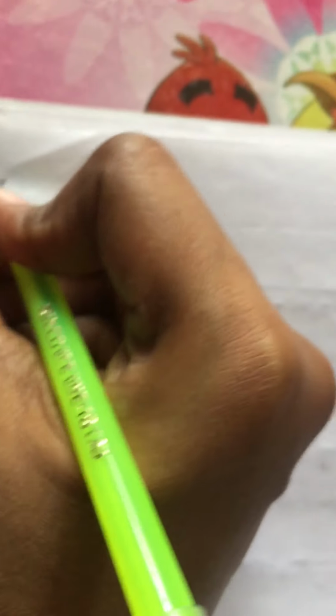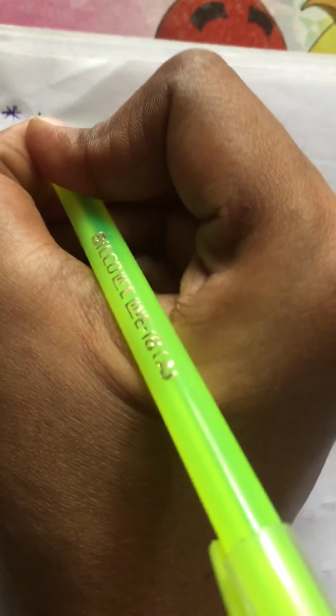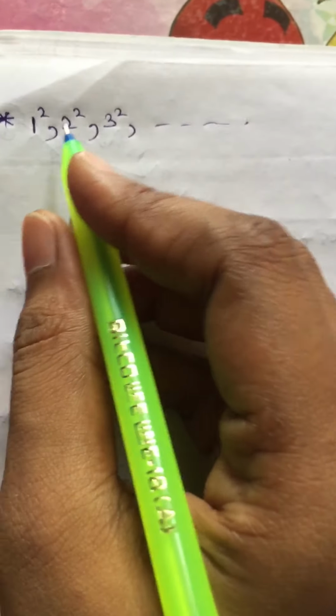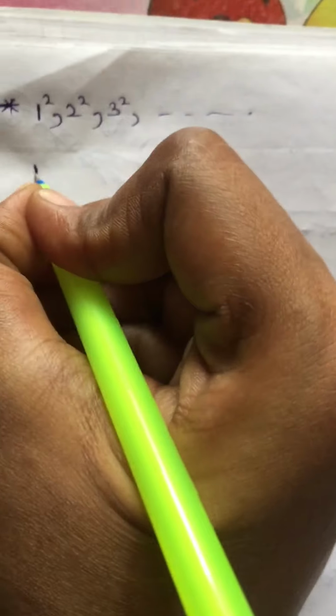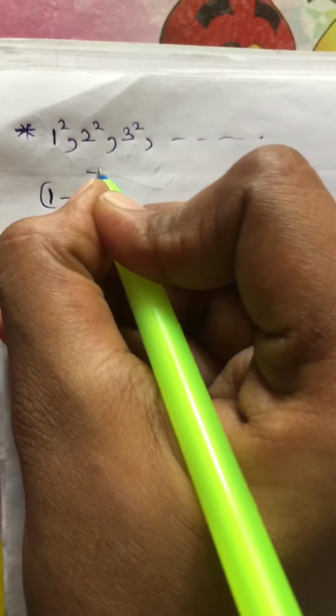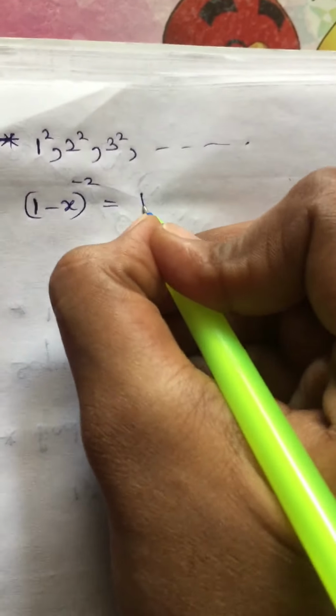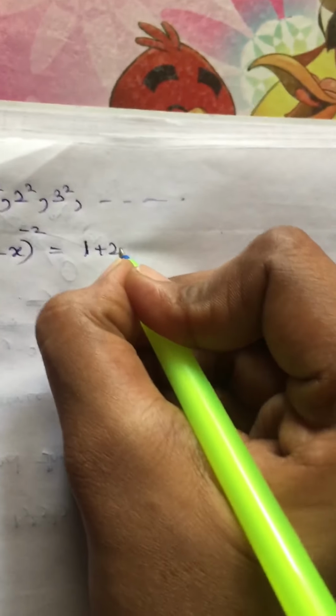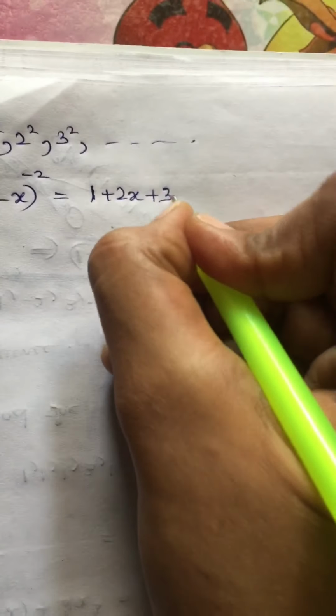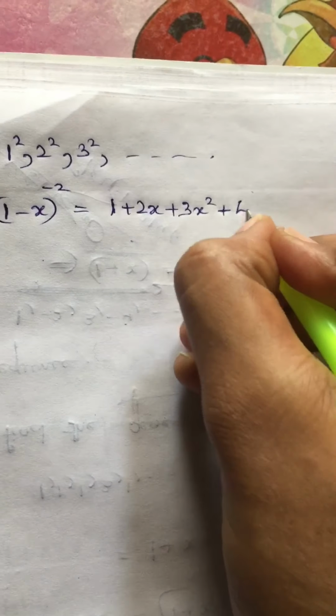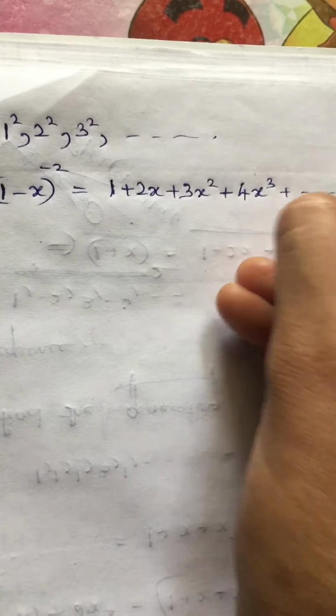Okay, next problem. We have to consider the sequence 1 square, 2 square, 3 square. For this sequence, we first take 1, 2, 3, which means we take the same (1 minus x) to the power of minus 2. For this expansion, we get the positive terms. The binomial expansion is 1 plus 2x plus 3x square plus 4x cube plus so on.